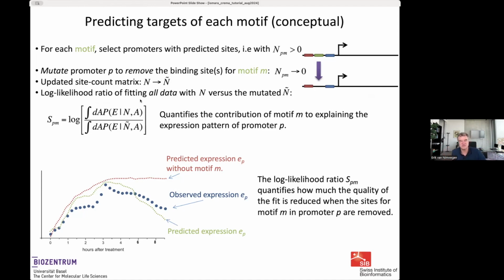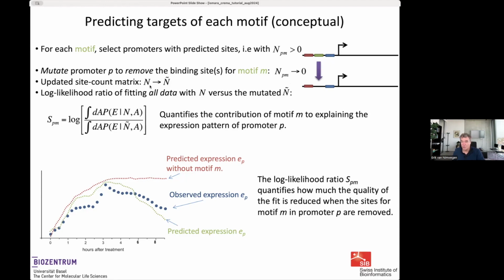So what we do conceptually is the following. For each motif, M, we find all the promoters where there is at least one predicted binding site for M, right? So where the site count is bigger than 0. And then we in silico mutate this promoter to remove all the binding sites for M. So basically we just set this one entry in the site count matrix to 0, right? So in this entire matrix, we now make one entry 0. We remove the binding sites for M in promoter P.